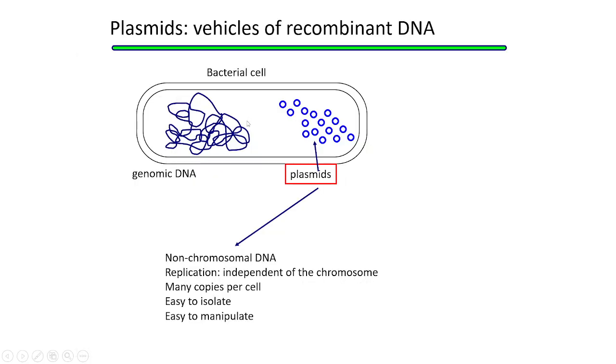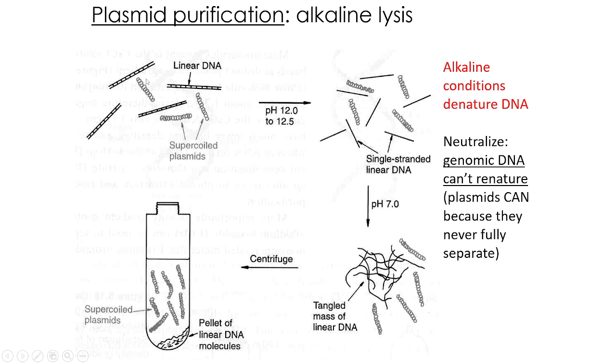So the other way of, okay, so what are plasmids? Plasmids are vehicles for recombinant DNA. So in a bacterial cell, you have the genomic DNA and you have the plasmids. Plasmids are external materials that you put inside a bacteria to maybe express your protein or something. That's the non-chromosomal DNA, and it undergoes replication that's independent of the chromosome. Many copies can be carried per cell. It's easy to isolate and manipulate, so you can use it for recombination of proteins.